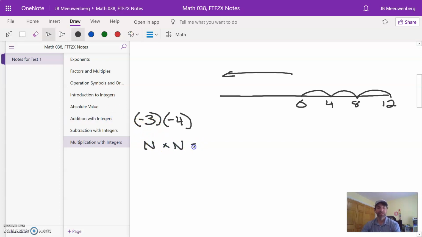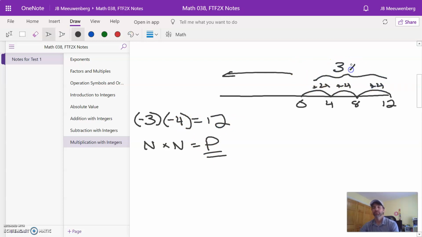A negative times a negative is always going to be a positive. So it's 3 groups of 4. So two negative numbers multiplied together will be a positive number.